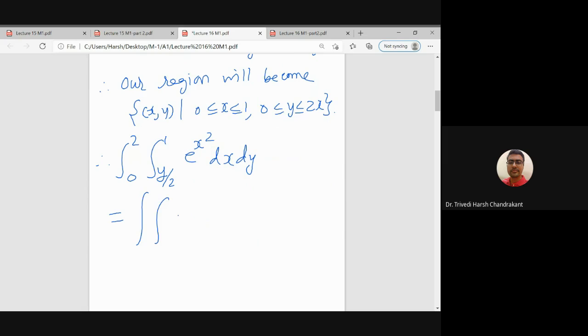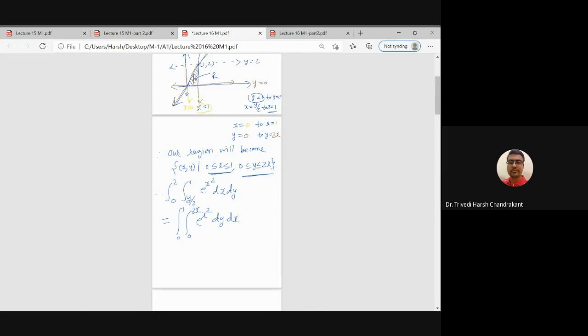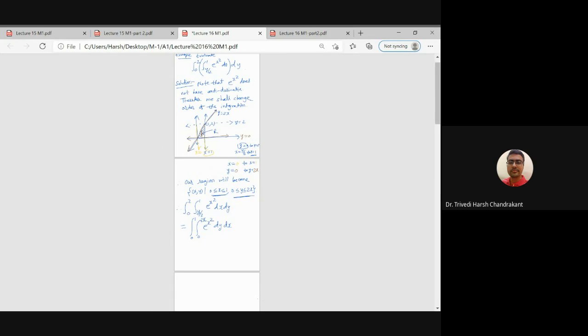Now we change the order of the integral. Order of the integral means, instead of dx dy, now we have dy dx. The limit of y is from 0 to 2x, and the limit of x is from 0 to 1, right? Since we were not able to integrate the original integral, we have changed the order of integral by finding the limits of the integral.